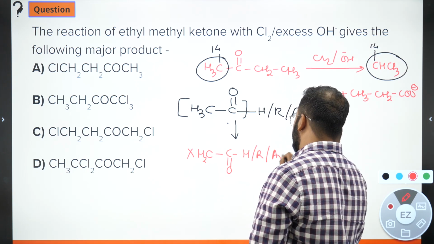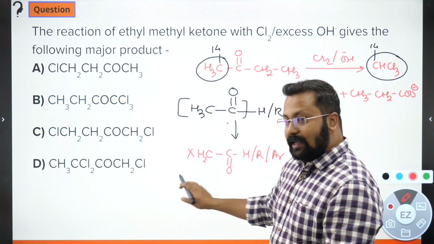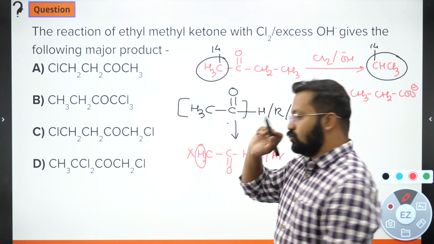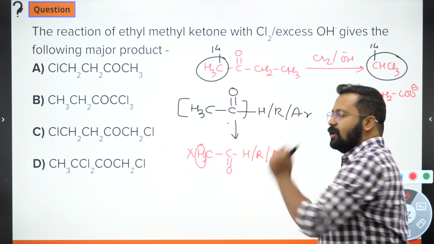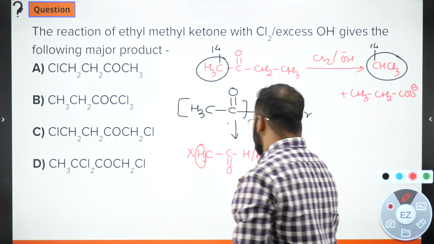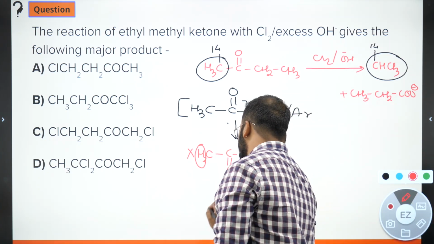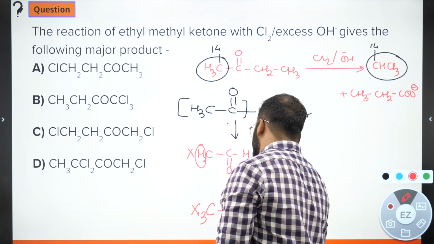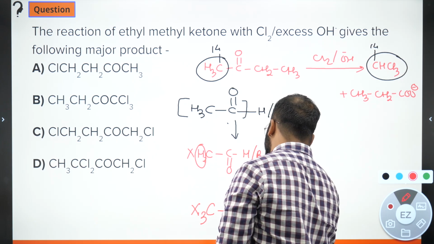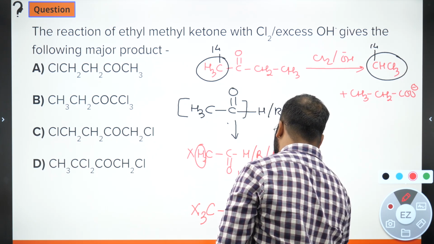HR AR. The reaction will take place as long as there is hydrogen over here. Okay? The reaction will take place as long as there is hydrogen over here. So it will form finally CX3, C double bond O, H, R, A, R.